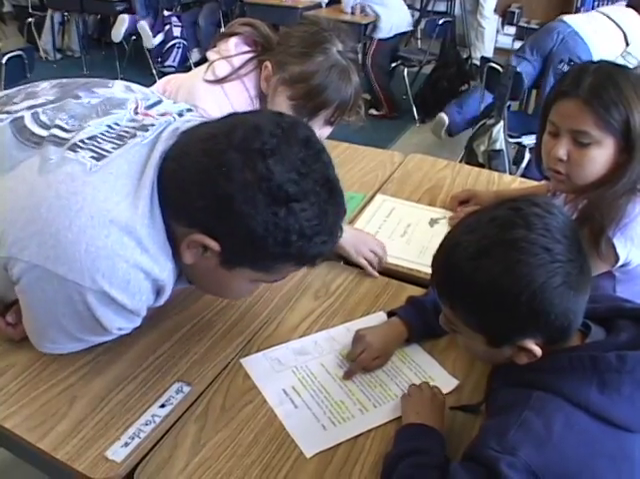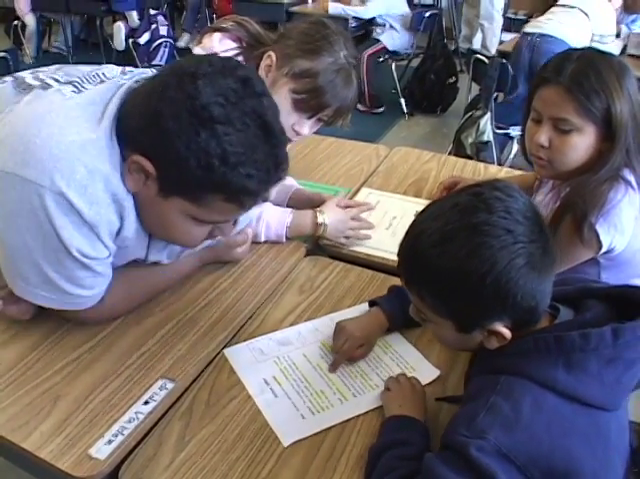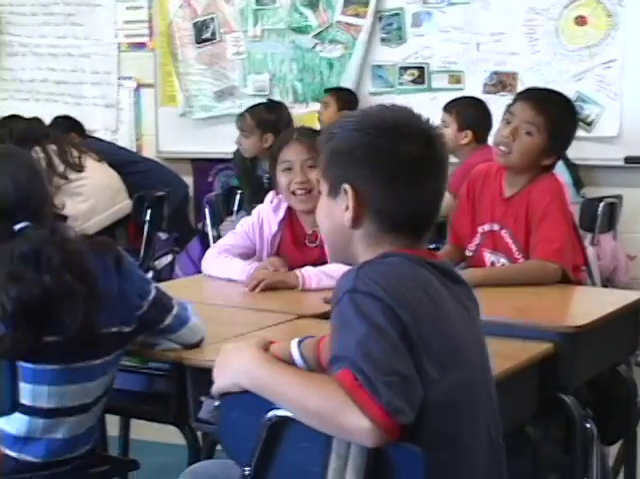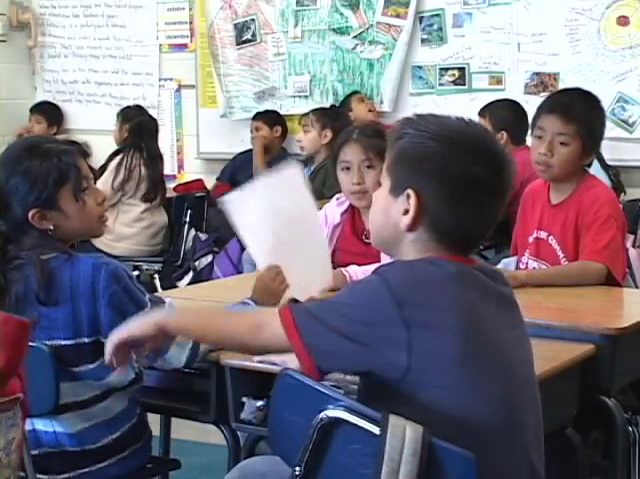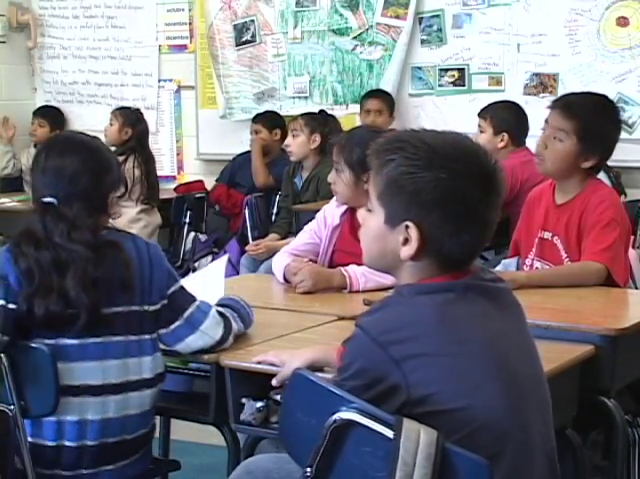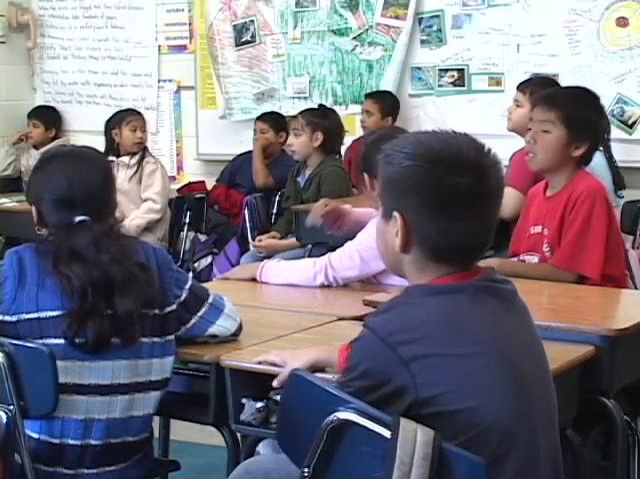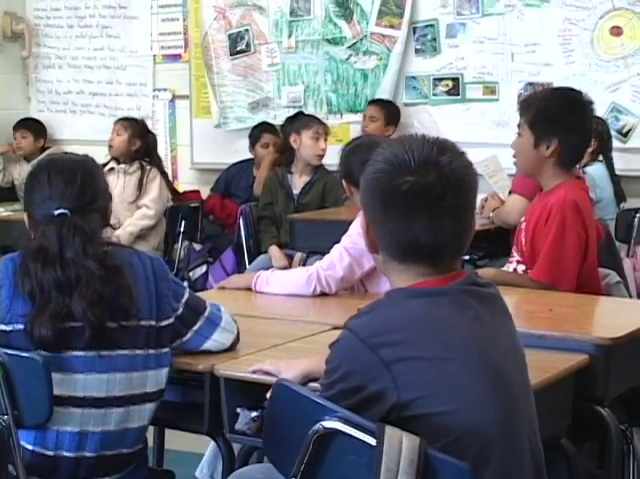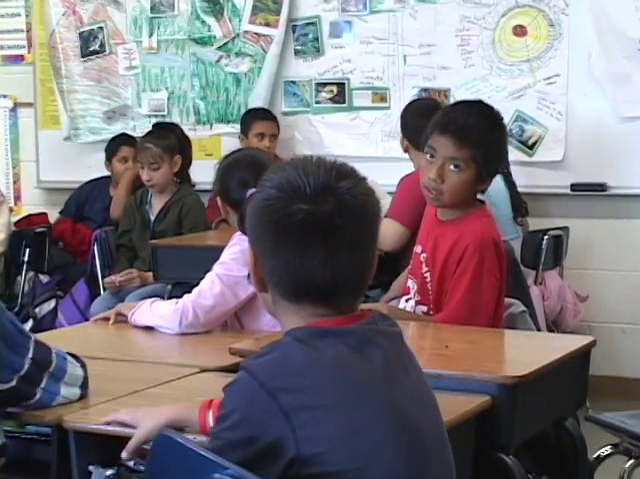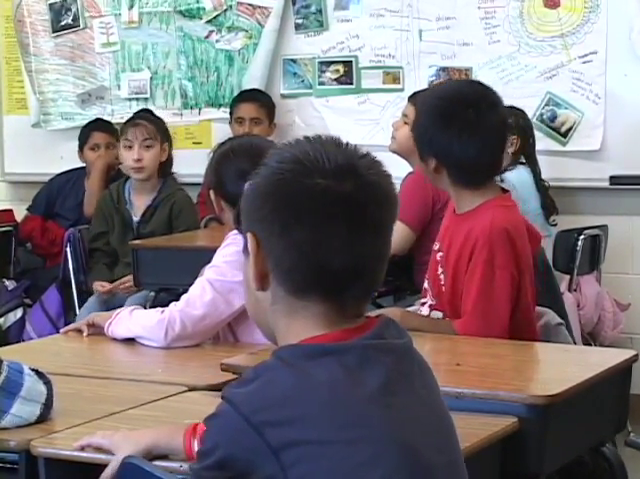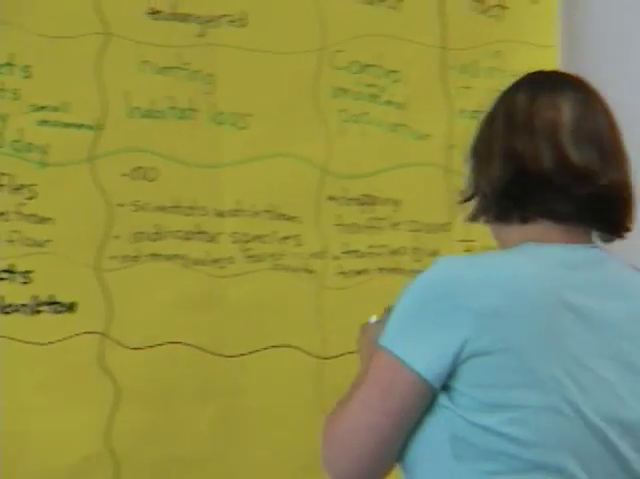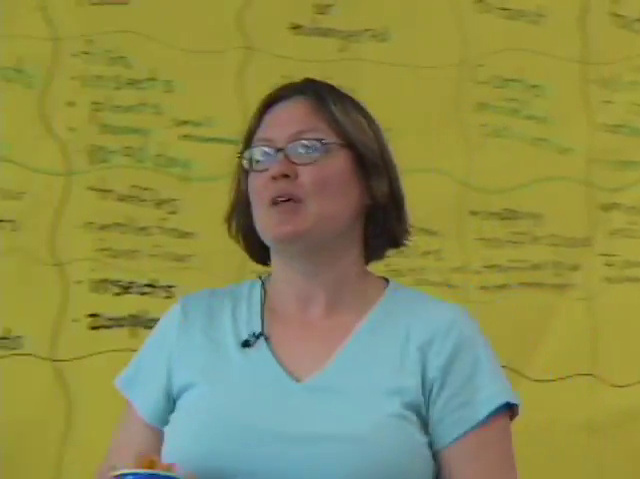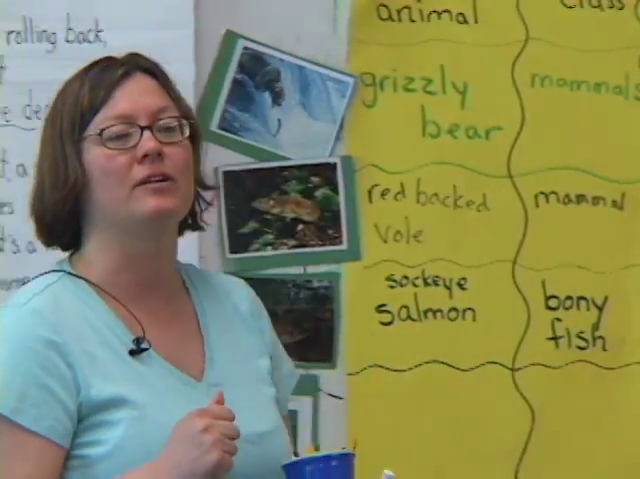Zooplankton and insects. Okay, go. Ready? Black, number four again. Insects. They eat insects, and what else? And zooplankton. Zooplankton, mm-hmm. Okay, our next question. Why are sockeye salmon threatened or endangered? Ready? Heads together.